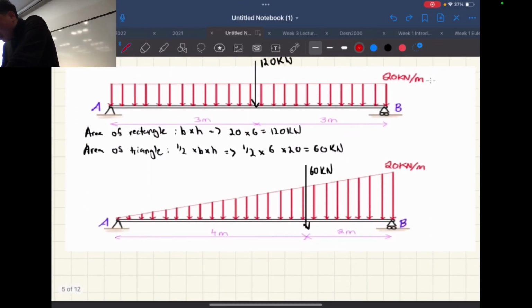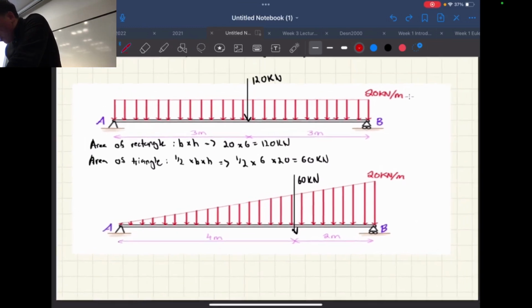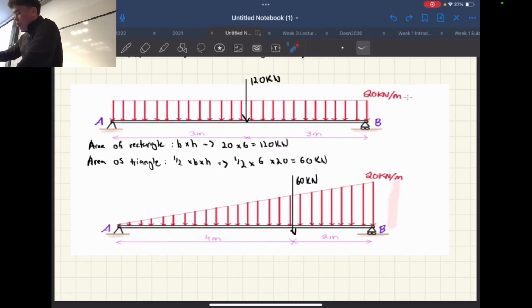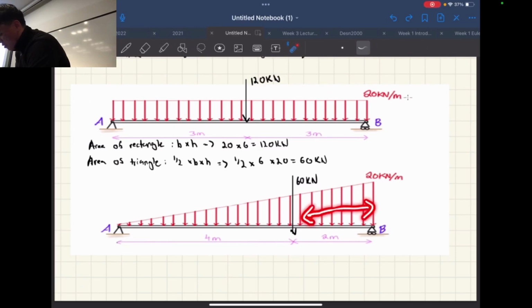And now to the triangular UDL. The area of the triangular UDL is half times base times height, so half times 6 times 20, which is 60 kilonewtons. The point where the force acts is 1/3 from the big side of the triangle. If it's flipped over, it's just always 1/3 from the big side. So 1/3 of 6 is 2 meters, so it's at 2 meters from this point. So 60 kilonewtons acting down there.